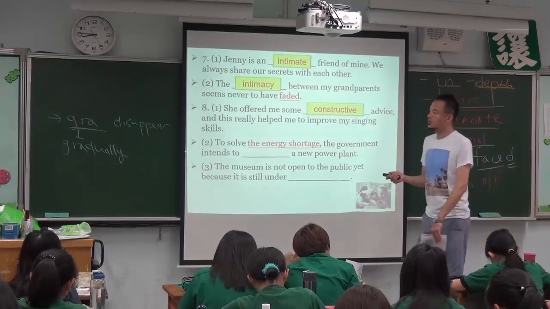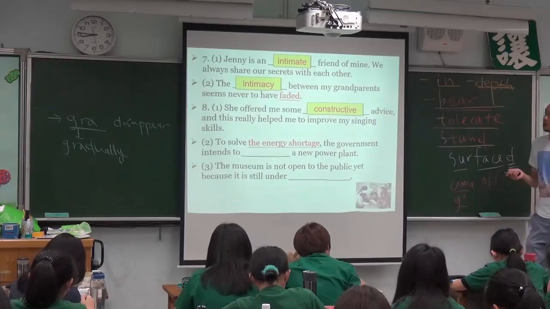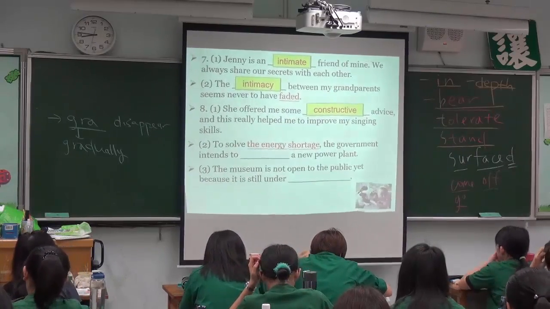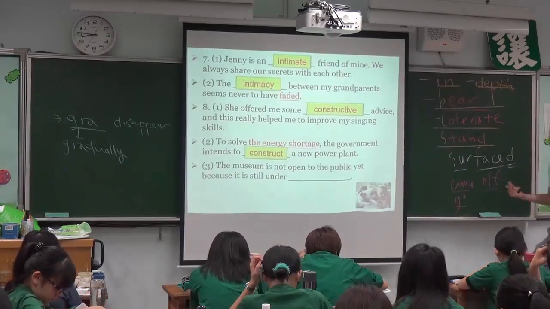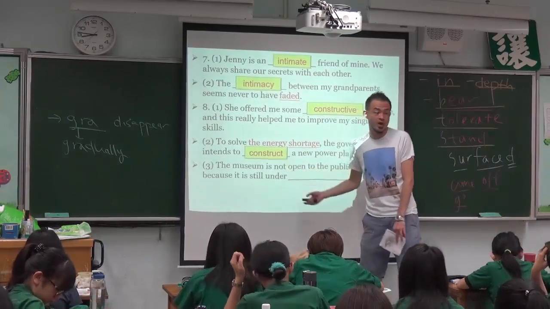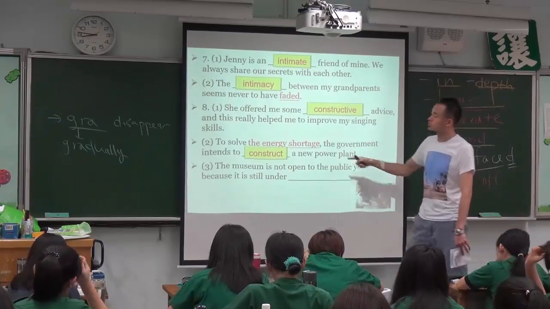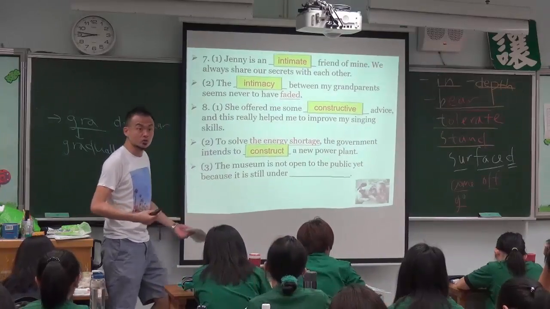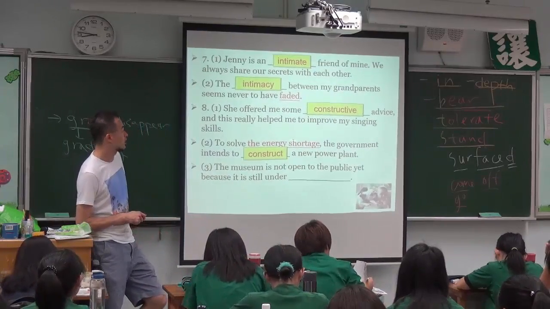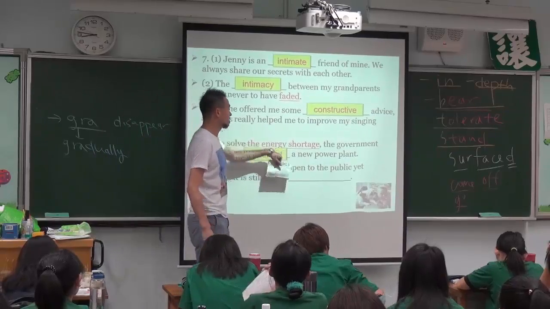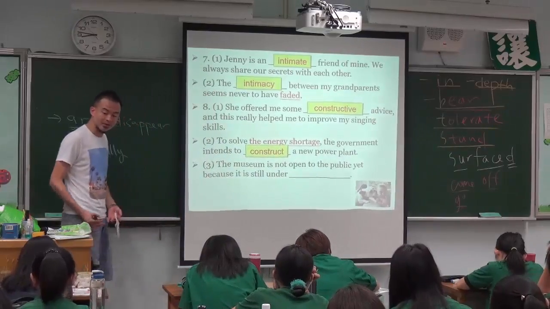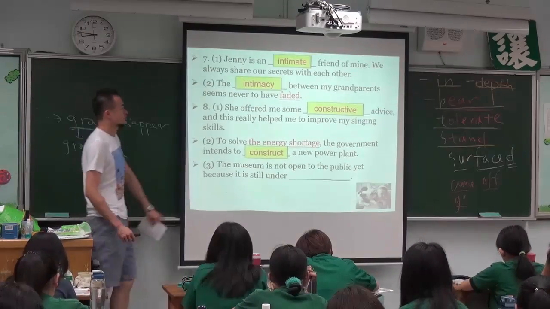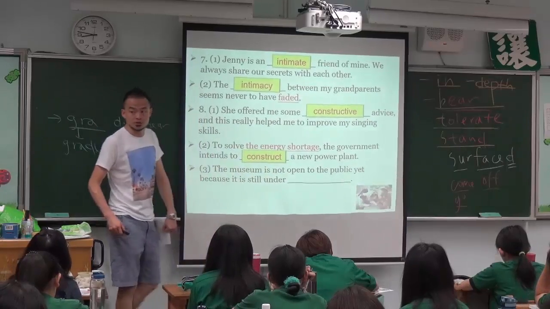But what about the second one? To solve the energy shortage, the government intends to a new power plant. You're right, construct. That's very easy: to construct a new power plant means to build a new power plant. But when you say energy shortage, usually we translate this as 能源短缺, like water shortage, electricity shortage, energy shortage. So you might say in summer, Taiwan is often faced with electricity or energy shortage. It's okay, yeah.